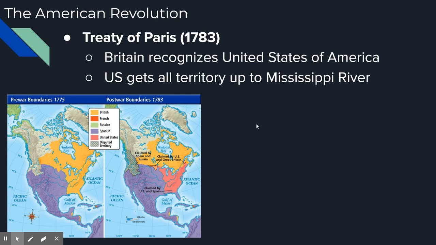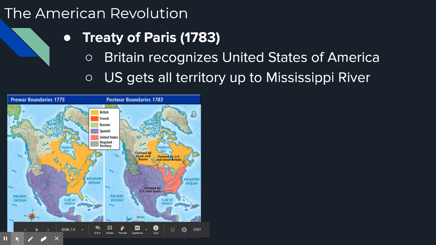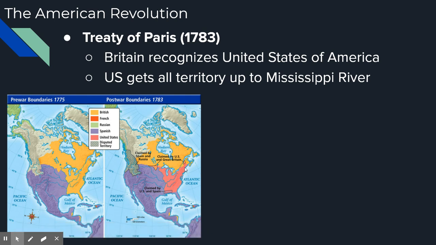The U.S. also gets all the territory to the Mississippi River. So we can see this is right before the war really starts, the Declaration of Independence. After, the United States goes from just this little area here to all of this. So the United States did very well and pretty much kicked the British out of what would be the modern United States, and the British only hold Canada.